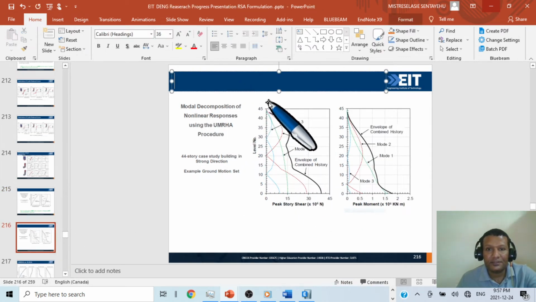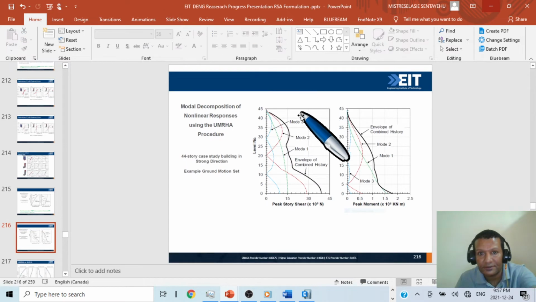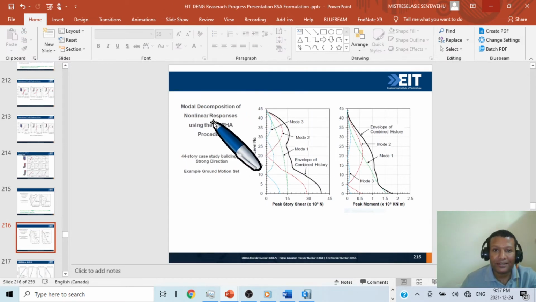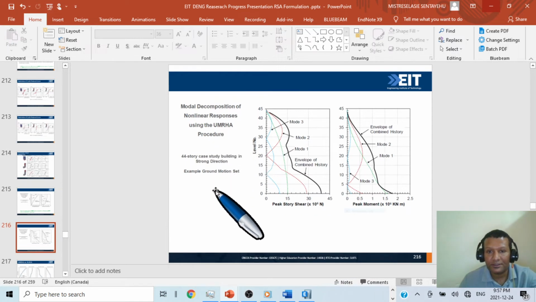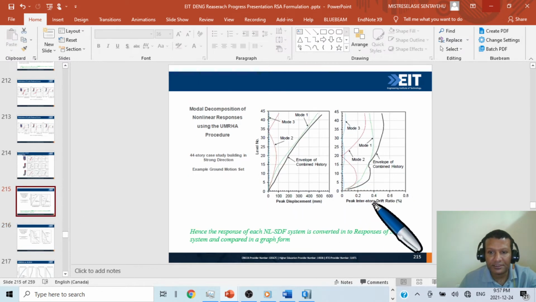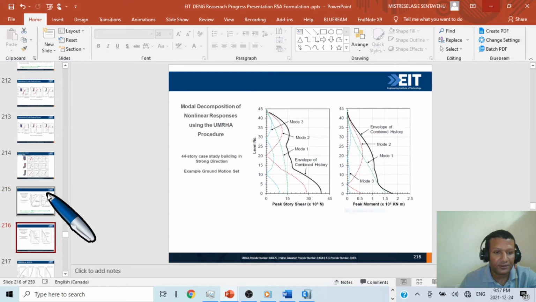Again, this one, modal decomposition of nonlinear response using UMRHA procedure. This is also the same. This is story shear, this is moment, this one is displacement, this is interstory drift.